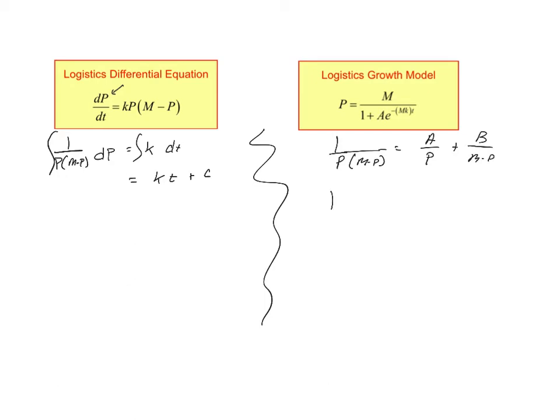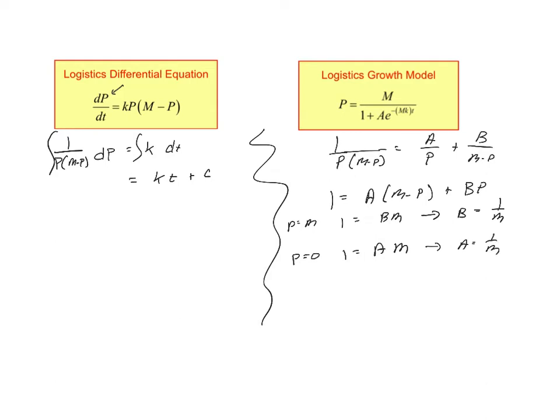So if we multiply everybody by that common denominator, remember P here is our variable, so if I let P equal M, then I'm going to have 1 equal to BM, which means my B is 1 over M. If I let P equal 0, all right, so I've got both my A and my B are 1 over M. So in my rewrite over here, I'm going to have the integral of 1 over M times (1 over P plus 1 over M minus P) dP is equal to KT plus C.